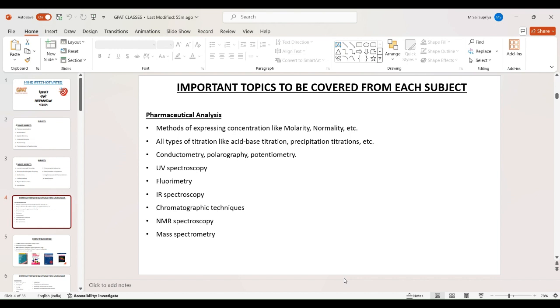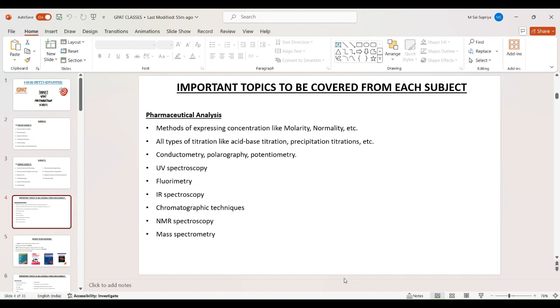In pharmaceutical analysis, the methods of expressing concentrations like molarity, normality, mole fraction, molality, percentage weight by weight, percentage weight by volume, percentage volume by volume, etc. Then all types of titrations like acid base titrations: what acids and bases are used, what indicators are used, what color they give. In precipitation titrations and complexometric titrations, what complexes are used, what is EDTA and all.